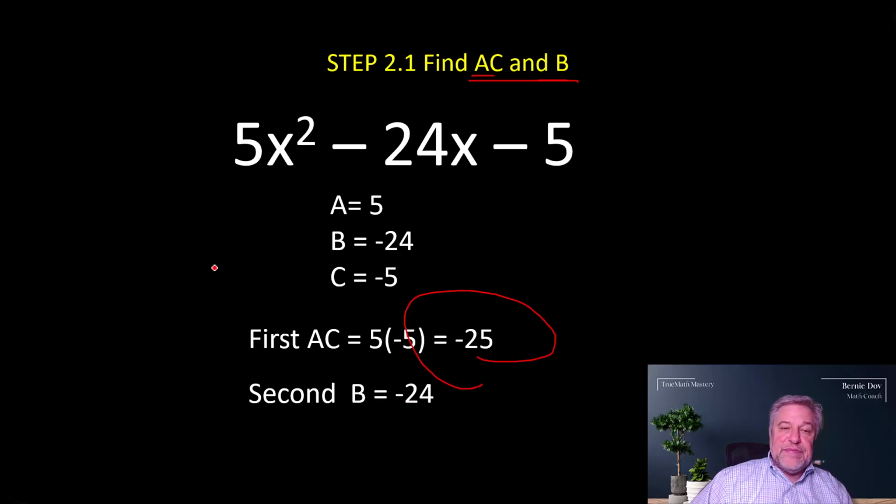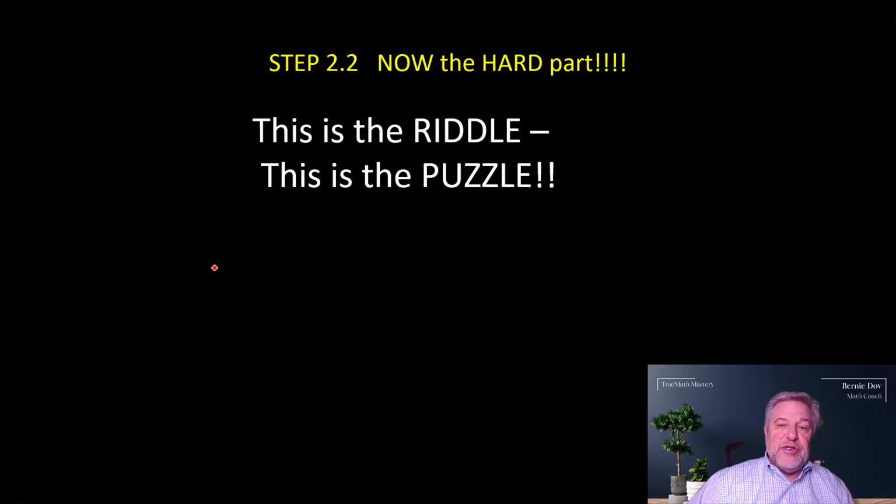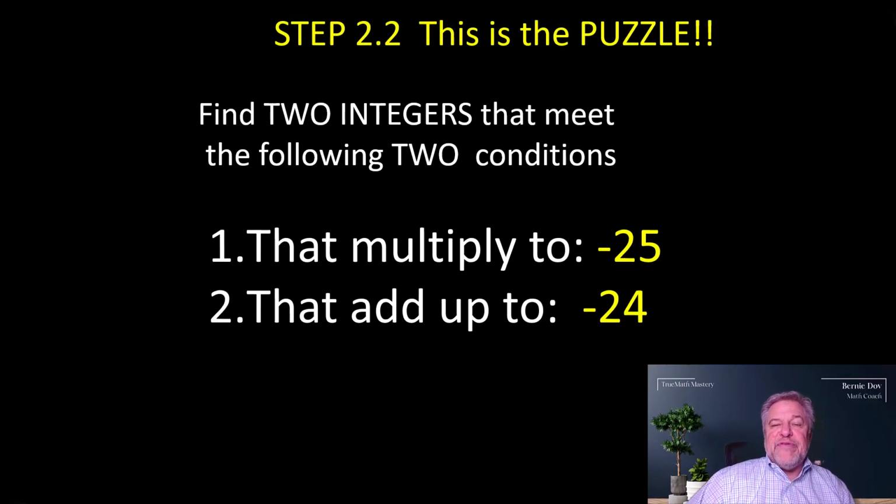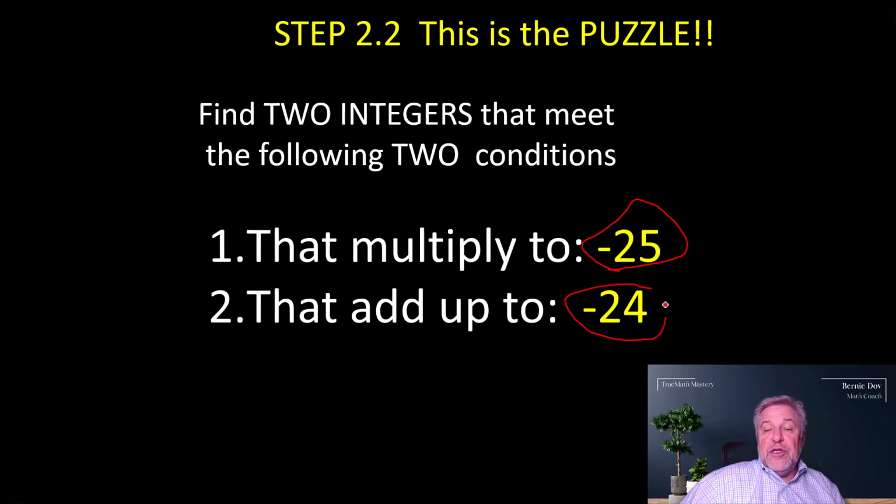That step is trivial. Now, here's the hard part, step 2.2. Now we take those 2 numbers we just came up with, AC and B, and we have to find 2 more integers. We're looking for 2 integers that multiply to negative 25, which means the product of these 2 integers, by the way, integers. If you don't know what an integer is, we'll talk about that also. And nobody knows what an integer is. And these 2 integers add up to negative 24. So we need to find 2 integers that meet these 2 conditions.